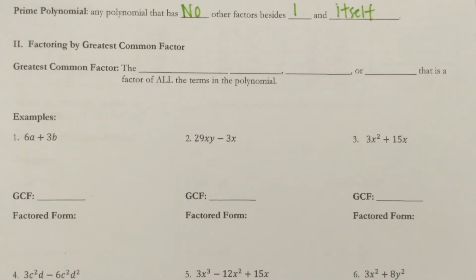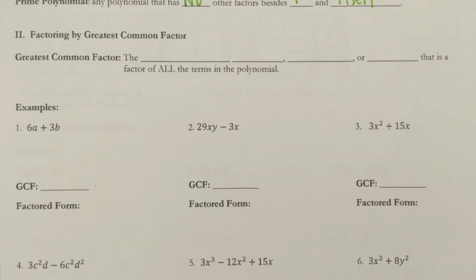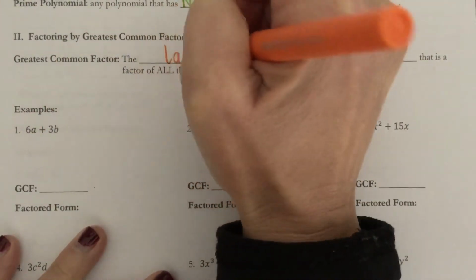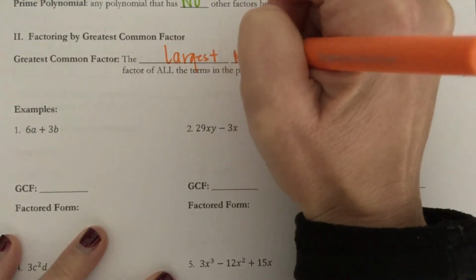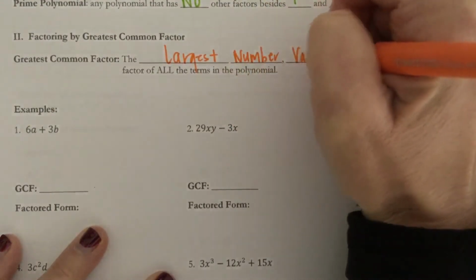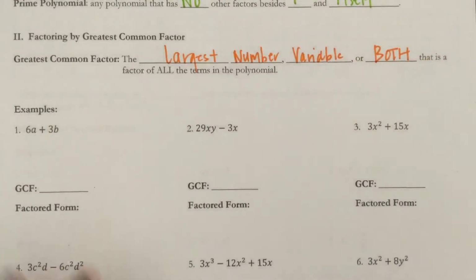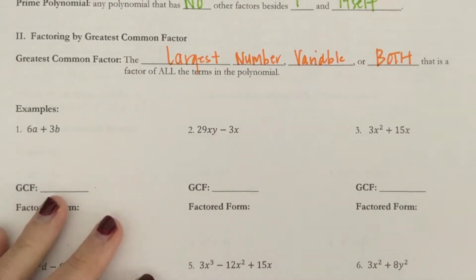All right. Let's talk about factoring by greatest common factor. So that's one of the methods that we have for factoring a polynomial. Greatest common factor is the largest number, variable, or both that is common or that is a factor of all the terms in the polynomial.